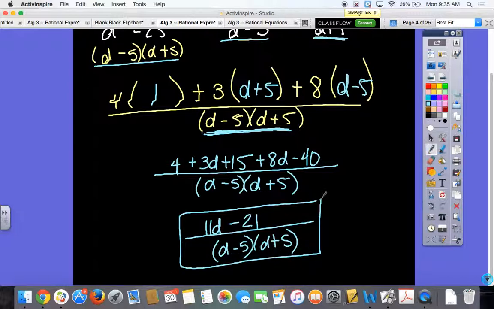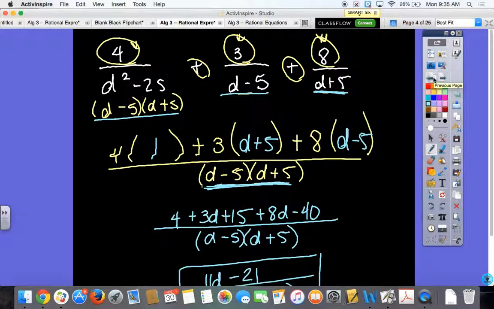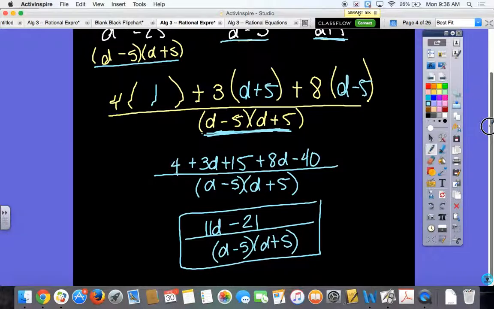So there you go. That is all there basically is to adding and subtracting rational expressions. Review it. Come see me if you have questions. But it's basically all about that common denominator.